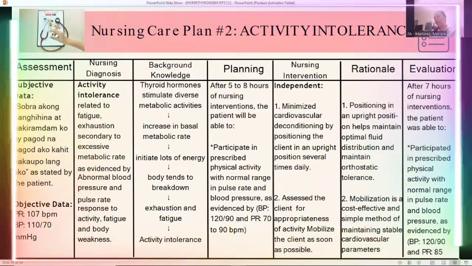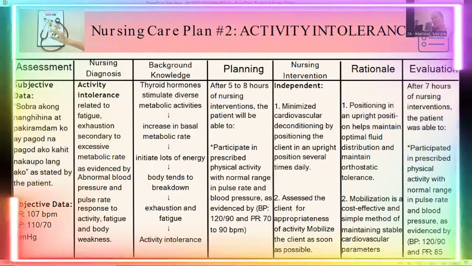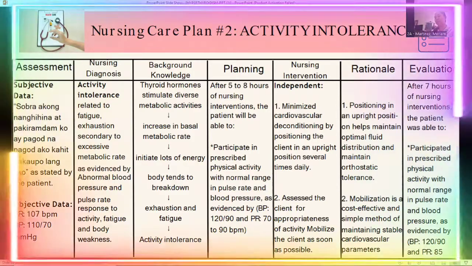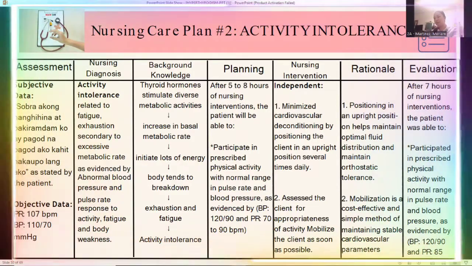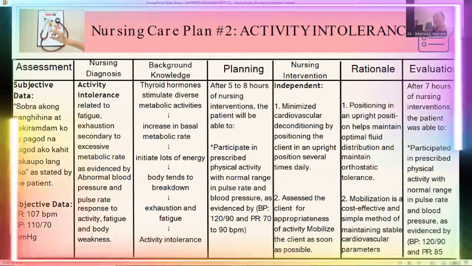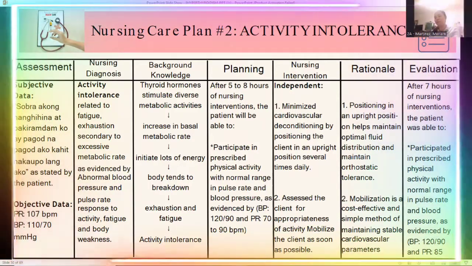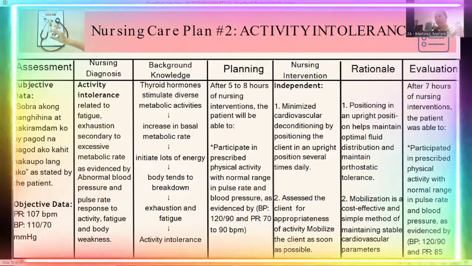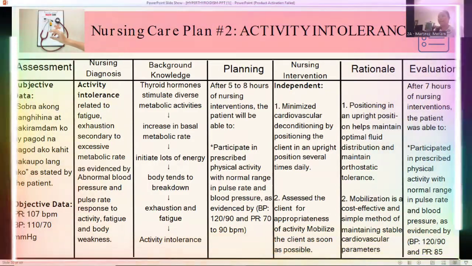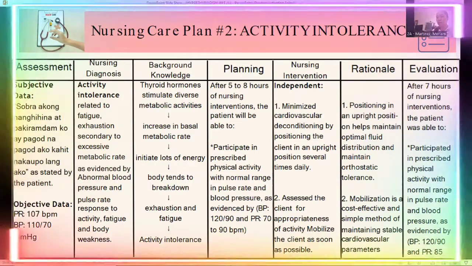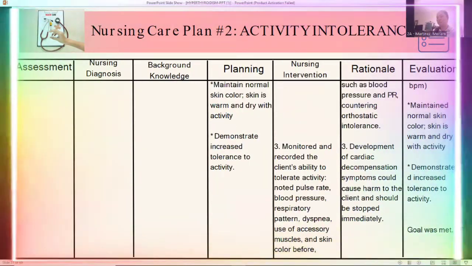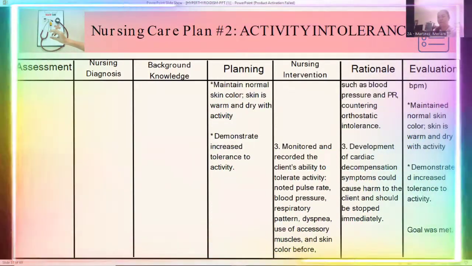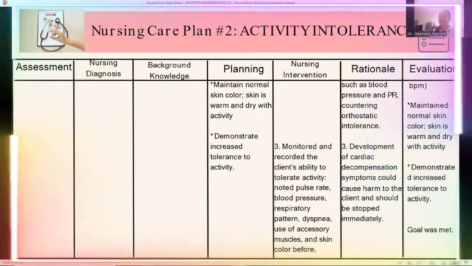For our nursing interventions, for the independent, we minimize cardiovascular deconditioning by positioning the client in an upright position several times daily. This is because positioning in an upright position helps maintain optimal fluid distribution and orthostatic tolerance. Next, we assess the client for the appropriateness of activity and mobilize the client as soon as possible. This is because mobilization is a cost-effective and simple method of maintaining stable cardiovascular parameters such as blood pressure and pulse rate, countering orthostatic intolerance.